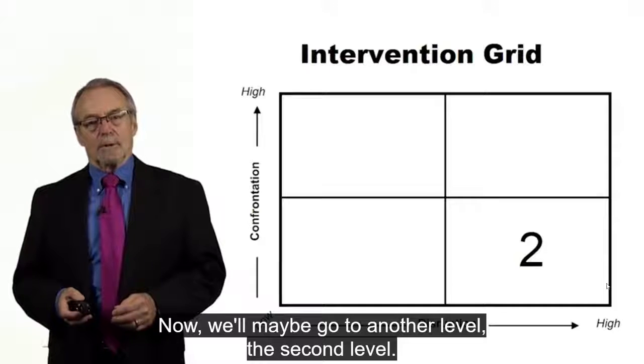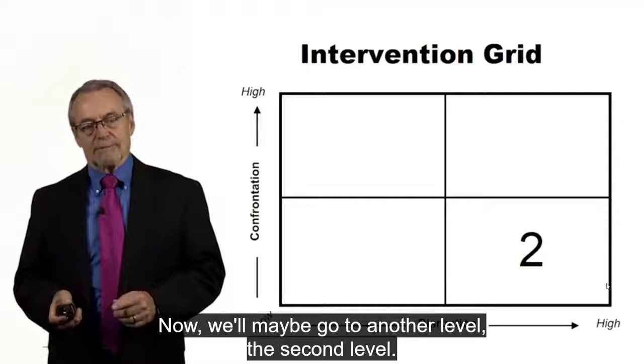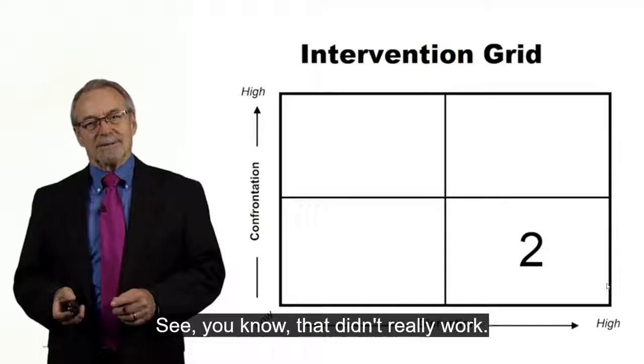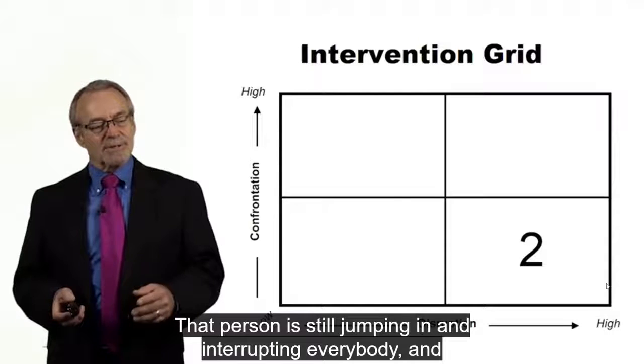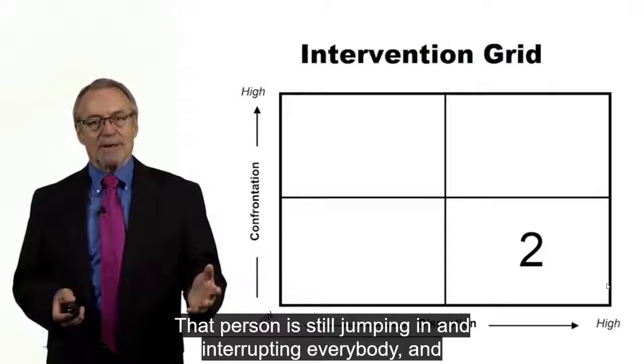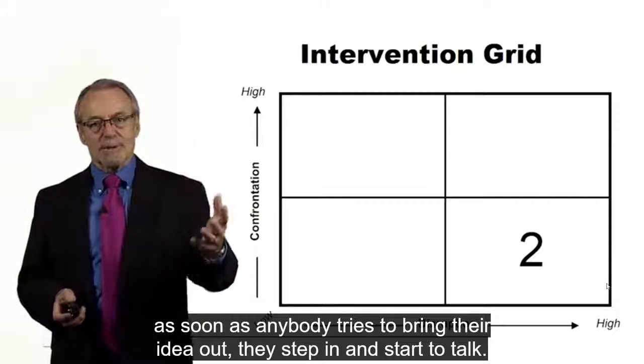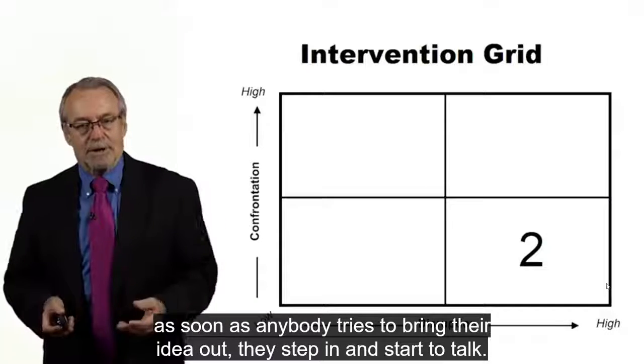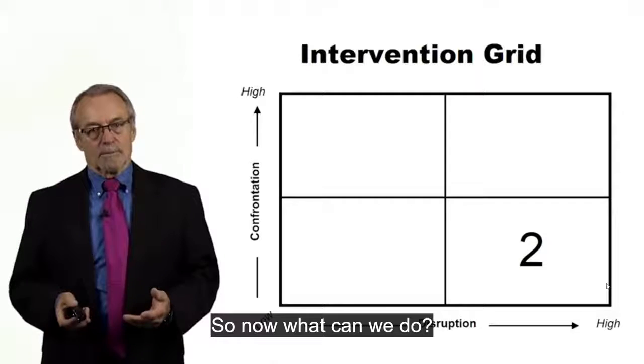Now we'll maybe go to another level, the second level. Say, you know, that didn't really work. That person is still jumping in and interrupting everybody. As soon as anybody tries to bring their idea out, they step in and start to talk. So now what can we do?